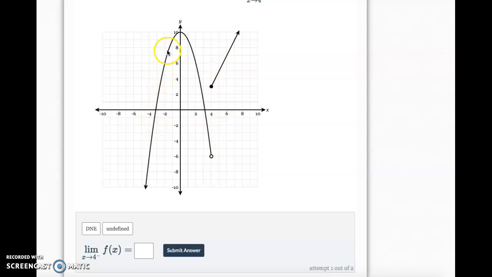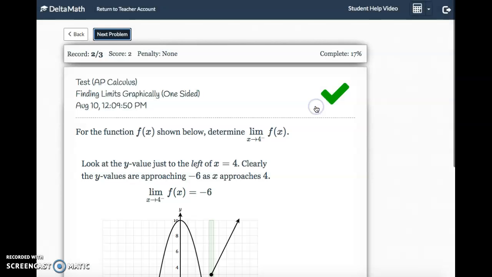So I'm just going to follow my graph. And as I get closer and closer to an x value of 4, what does my y value look like it's going to be? So as I approach 4 from the left-hand side, it looks like my y value is going to be -6. Even though there's not a dot there, it just looks like as I get really, really close to an x value of 4, my y value looks like it'll be a -6. So I'm going to type in a -6 there, submit my answer.